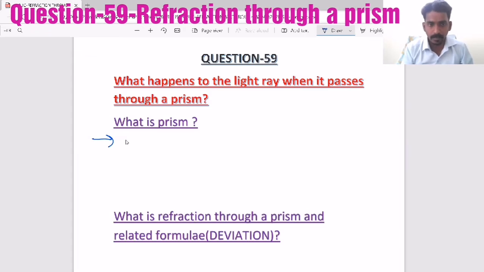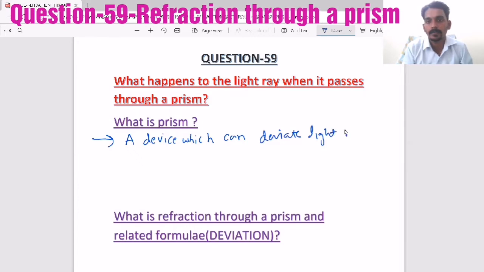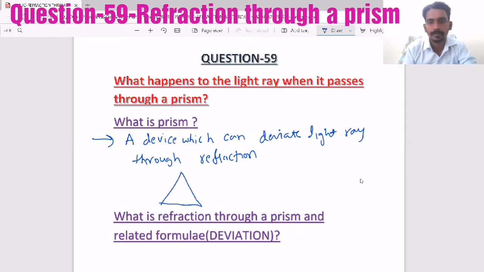So prism is nothing but a device which can deviate a light ray. It can deviate the light ray through refraction. And when you consider a prism, the actual diagram will be something like this.